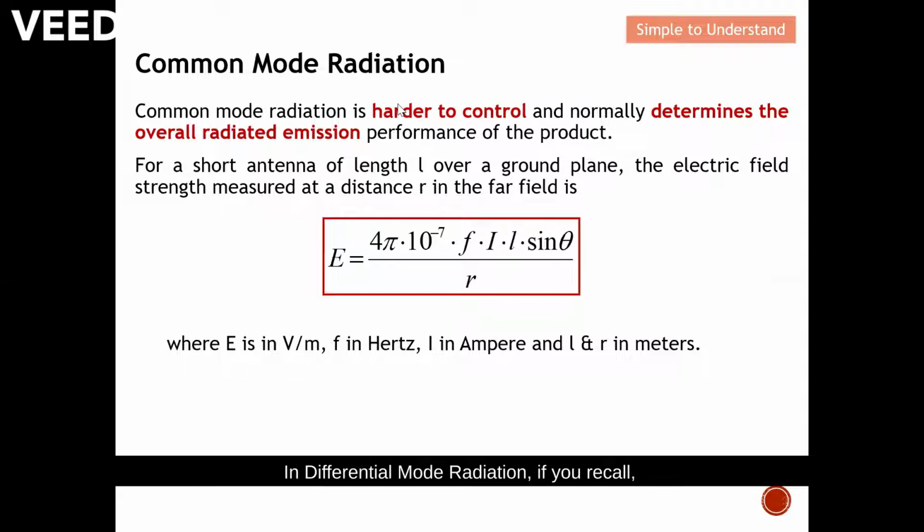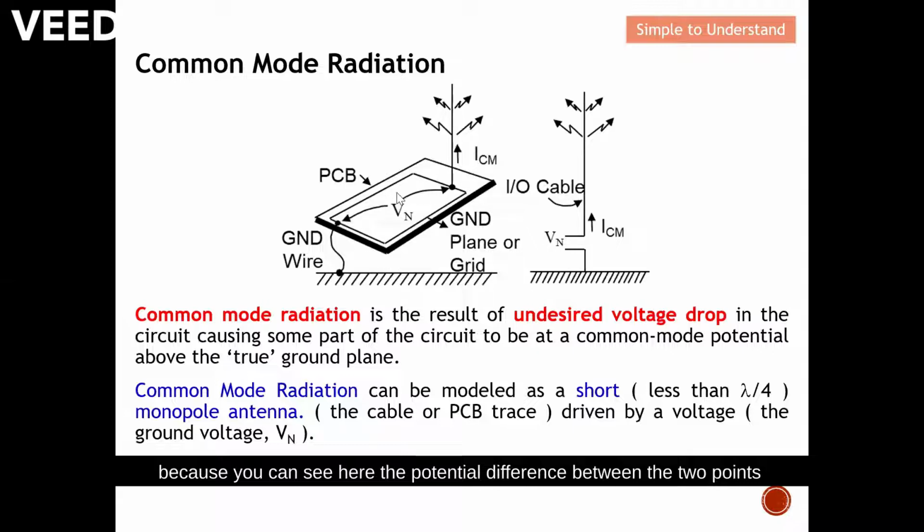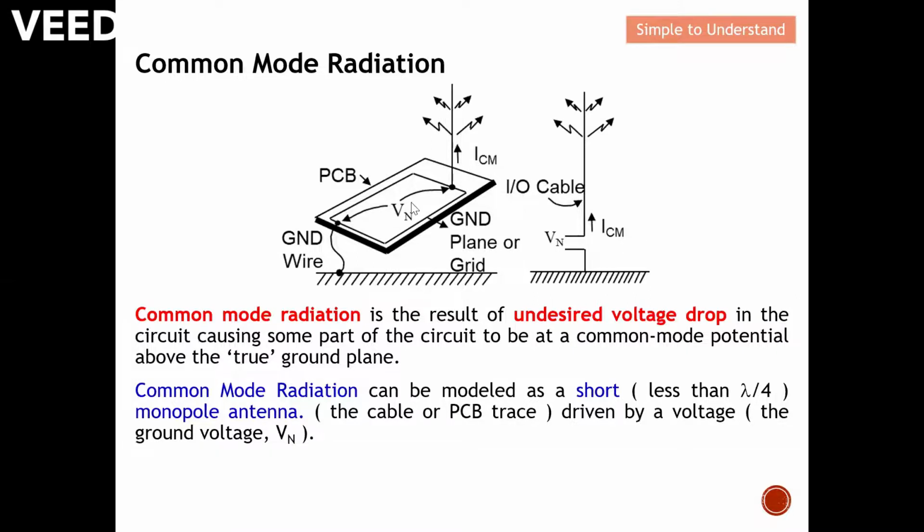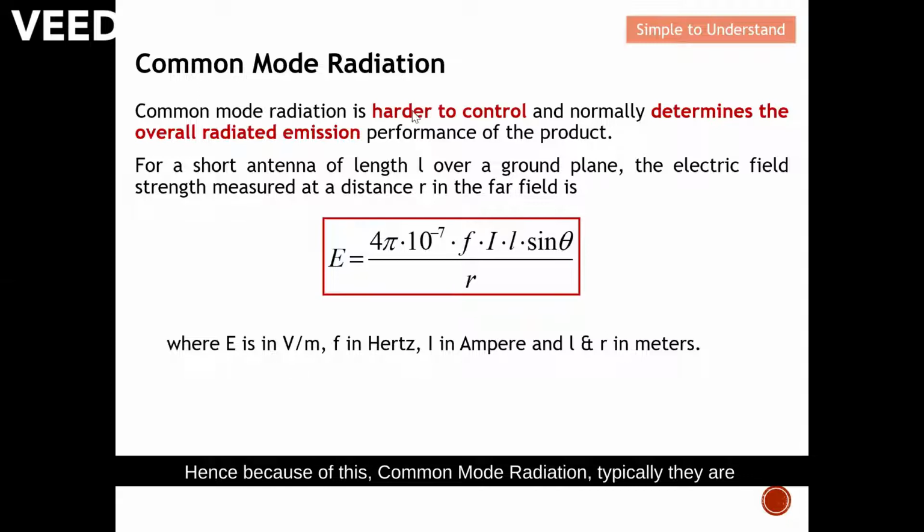In differential mode radiation, if you recall, how can we reduce it? We can keep the loop area as small as possible, so we can minimize or control the differential mode radiation. However, common mode is much harder to control, because you can see here the potential difference between the two points, and it is very difficult to cancel away this ground voltage. Hence, common mode radiation is typically much harder to control, and it is the main culprit that generates the radiated emission.